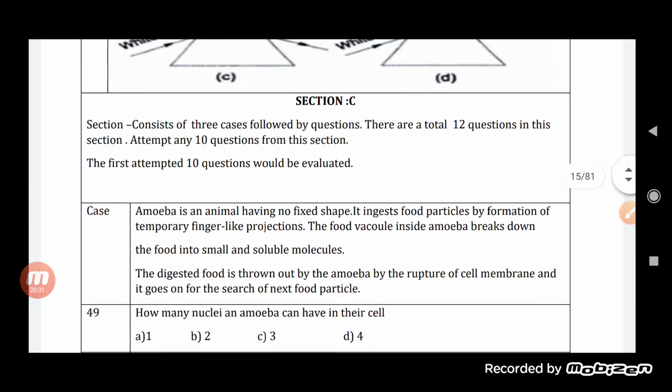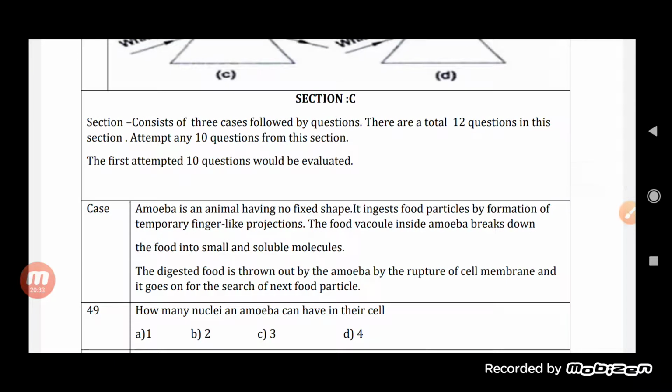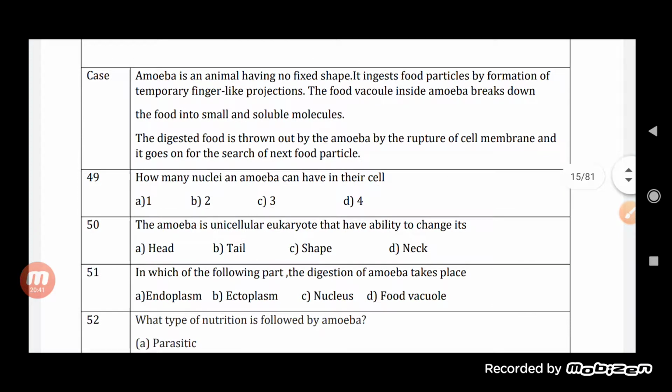Now see here, section C will include the 10 questions, and this is a kind of case study. The case is: amoeba is an animal which has no fixed shape. It ingests food particles by formation of a temporary finger-like projection. The food vacuole inside amoeba breaks down the food into small and soluble molecules.